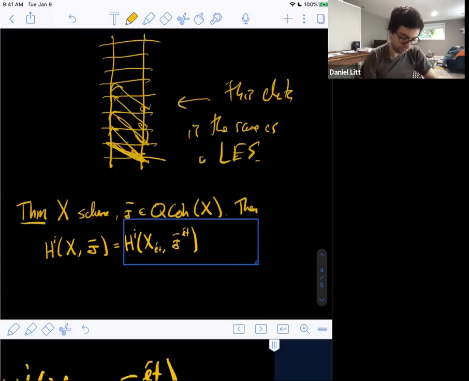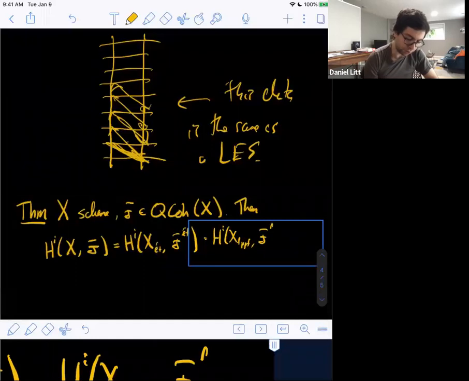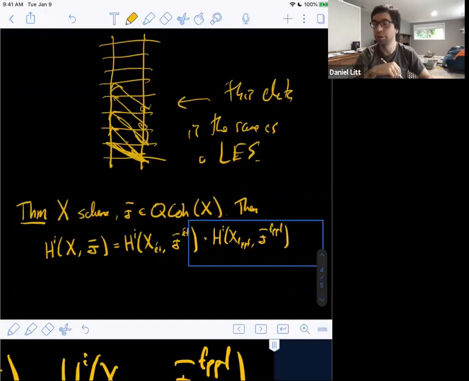This is the same, if you'd like, you can also do this on the FPPF site. And remember, we also said the category of quasi-coherent sheaves on the FPPF site is canonically equivalent to the category of quasi-coherent sheaves on the Zariski site of X, or the usual scheme X. All right, so this tells us how to compute the Étale cohomology of all quasi-coherent sheaves. Are there any questions about this statement?